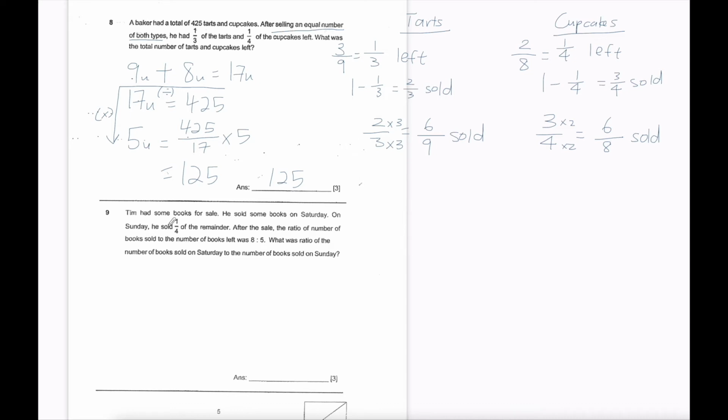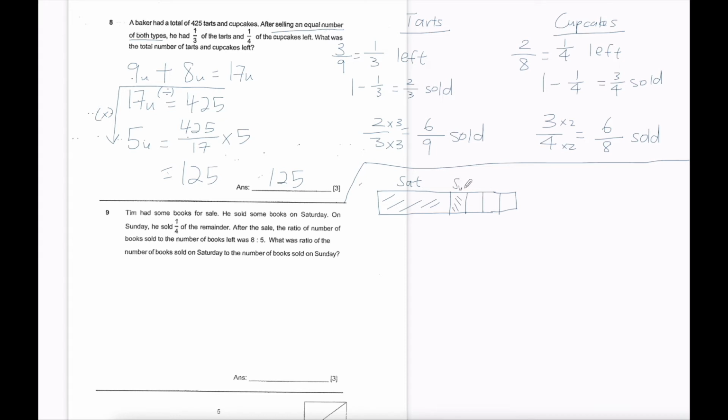Question 9. Tim had some books for sale. He sold some books on Saturday, and on Sunday he sold 1/4 of the remainder. So I'm going to start drawing a model. I'm going to draw a line here first. This is Saturday. On Sunday he sold 1/4 of the remainder. So I drew 4 units here because the remainder is 4 units in total, and one of them belongs to Sunday.